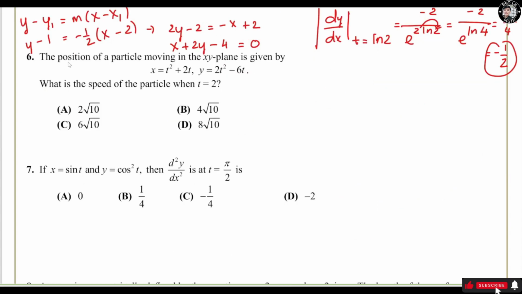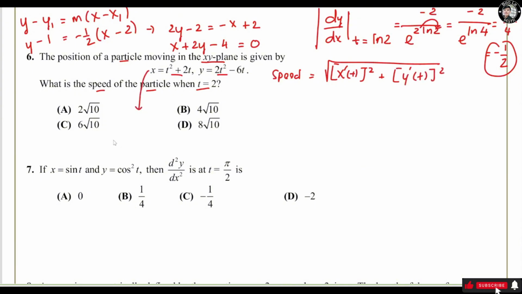Question 6. The position of a particle moving in the xy plane is given by this guy and this guy. What is the speed of the particle when t equals 2? Alright, so remember the speed is given by the formula square root of x prime of t squared plus y prime of t squared, right? Now this one right here, I need to find x prime of t. It's going to be 2t plus 2, right? This guy, y prime of t, is going to be 4t minus 6, right?